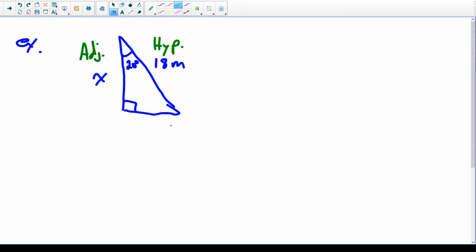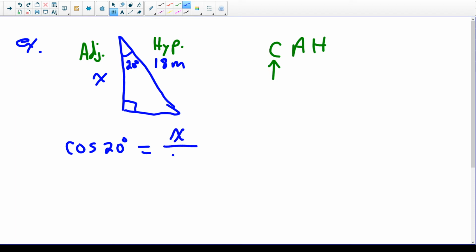And now that I know that A and H are the two acronym letters in adjacent and hypotenuse that we're dealing with, I'm going to think of SOH CAH TOA, and I'm going to find the A and H in SOH CAH TOA. And that's going to tell me that I am using the cosine ratio. So how we write this is cosine of 20 degrees is equal to the adjacent side, which is x, divided by the hypotenuse side, which is 18.